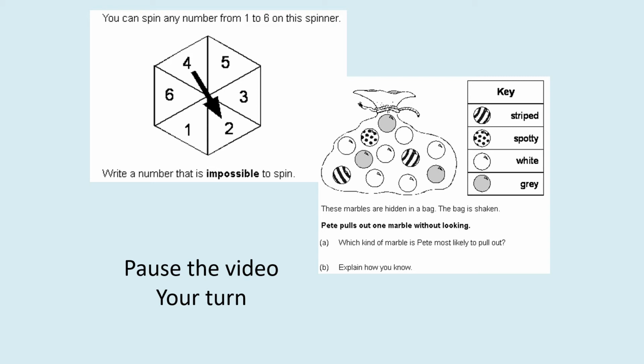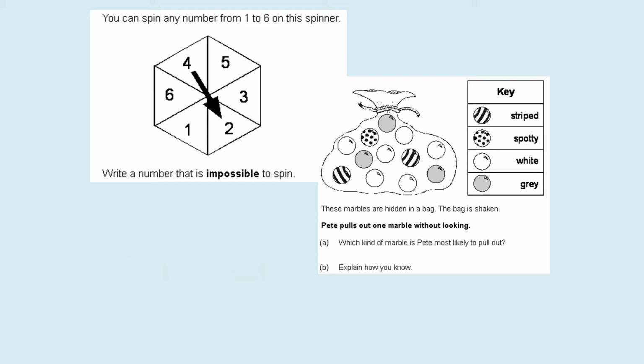The second question has a bag of marbles. Now we can see what's inside the bag, but Pete, who's going to pull a marble out of it in a minute, has no idea because the marbles are hidden in the bag. So the question asks, A, what kind of marble is Pete most likely to pull out? And B, how do you know? Pause the video, give it a go. When you unpause, I will show you the answers.